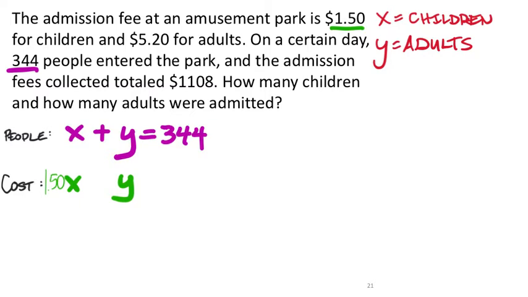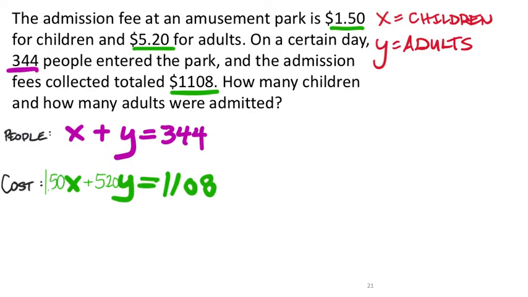And then also we see that the adult cost is $5.20. So I'm going to take the number of adults, that's y, which we don't know yet, and multiply that by $5.20. Okay, we'll just add these two together, and when I do add them together, I should get the total cost. I guess I put cost, maybe I should put fees or amount collected. But that's $1,108 right there. Now I have a system, which I can start to solve for one of the two values.